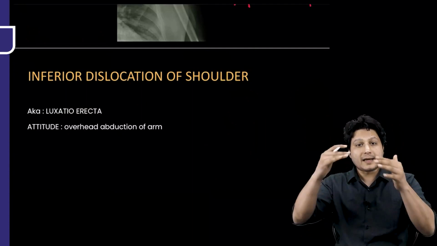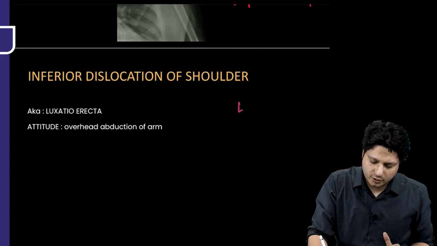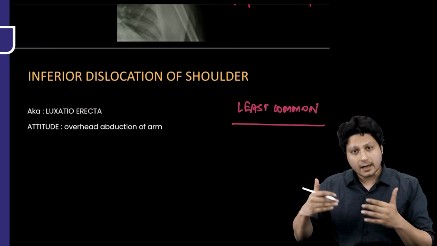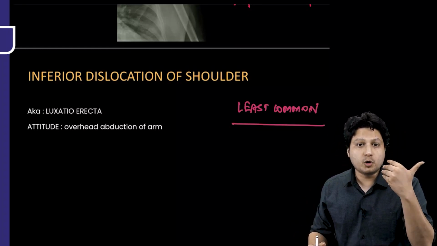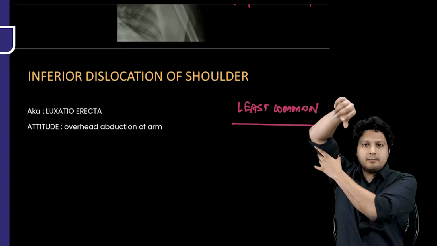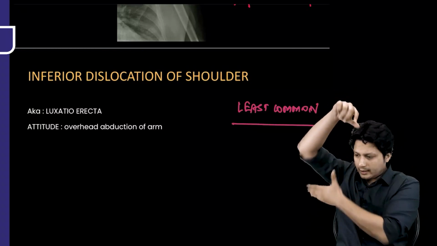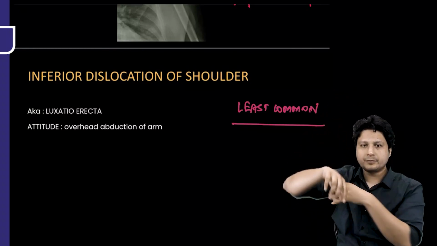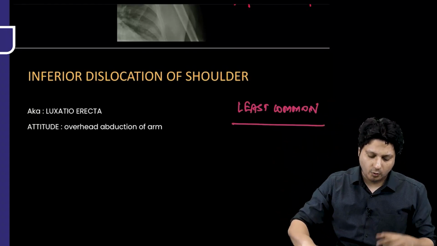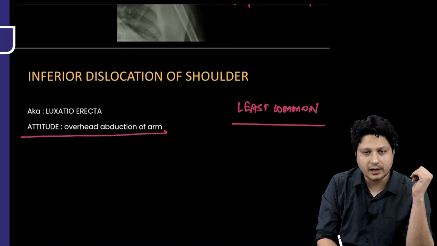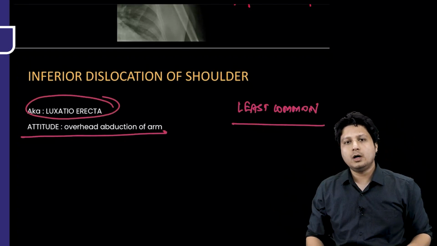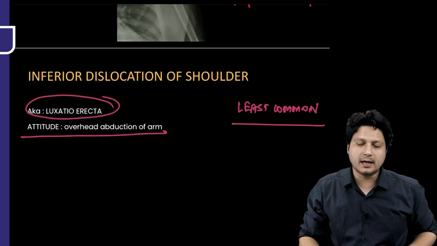And then finally is the inferior dislocation of the shoulder. Now this is the least common variety. It is extremely uncommon for a shoulder to get dislocated inferiorly. It is known by the name of luxatio erecta, because every time the patient comes to you in the emergency, he will be holding the arm beyond 90 degrees of abduction like this. That is the reason why it is known as luxatio erecta, where it is erected. So what is the attitude? It is overhead abduction or hyperabduction of the arm, and it is also known as luxatio erecta. These are the only two findings that you have to remember in inferior dislocation of the shoulder.